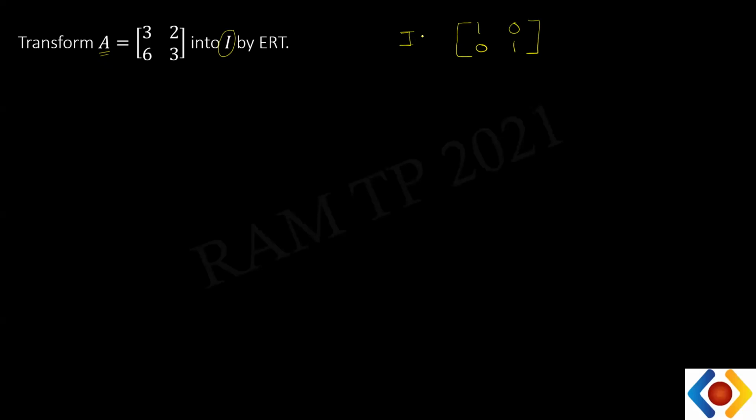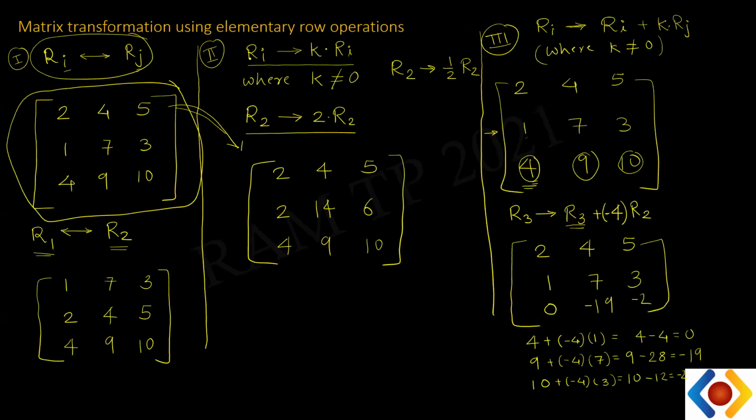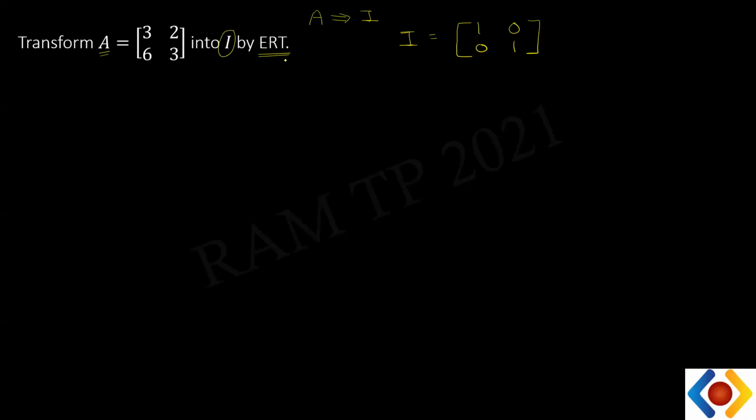So why can't it be 0 1 1 0? That's a definition. The identity matrix is defined like this, right? So now what are we trying to do? Transform A into I. From A, I want to get to I. What does that mean? These elements 3, 2, 6, 3, I want to transform into 1 0 0 1 using ERT. What is ERT? Elementary row transformation, that's what we saw in the previous slide. Elementary row transformation or elementary row operation.